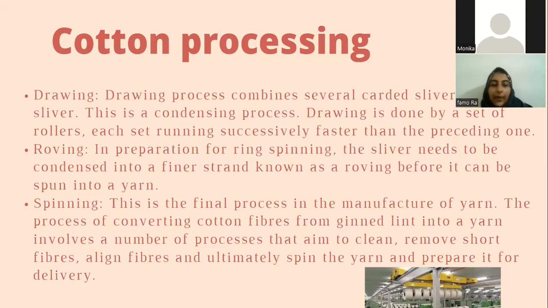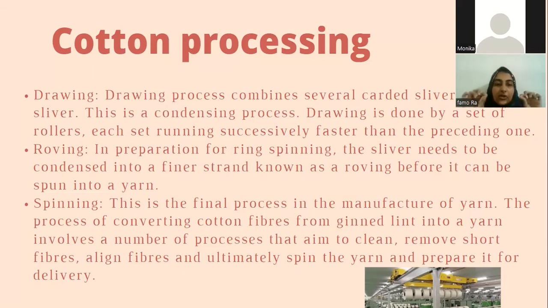Now again, roving. In preparation for ring spinning, the sliver needs to be condensed to a finer strand known as roving before it can be spun into a yarn. So why are there so many condensing processes going on here? Because a yarn, a thread, when you are holding it, should not break very easily. It should be strong. So for that you need to keep on blending it, or keep condensing it. It has to be really strong.